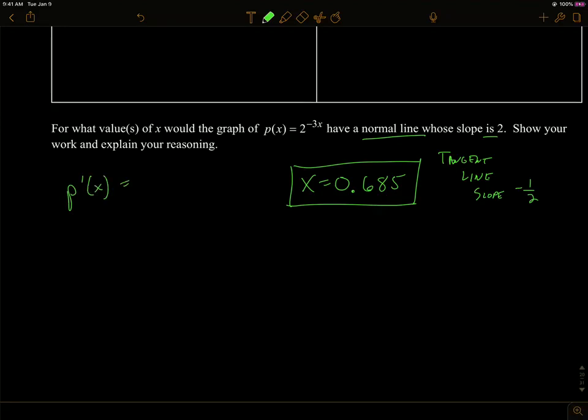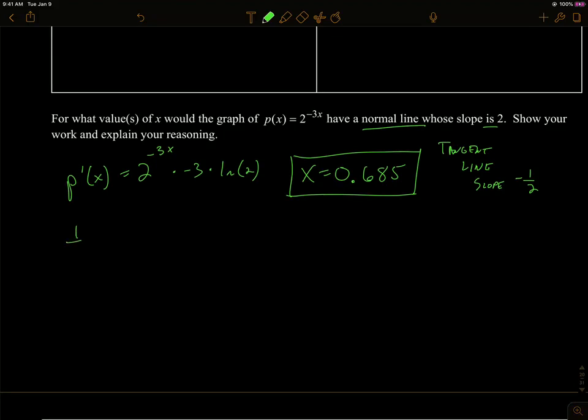So this is an exponential. The derivative is itself times the chain rule, the derivative of the inside, times the natural log of the base. I'm going to set my derivative equal to negative 1/2. And this is a calculator thing. So I'm going to put this in y1, this in y2, and find any x values where they intersect. This should be your answer. So you can pause and finish that off and see if you can get that answer.